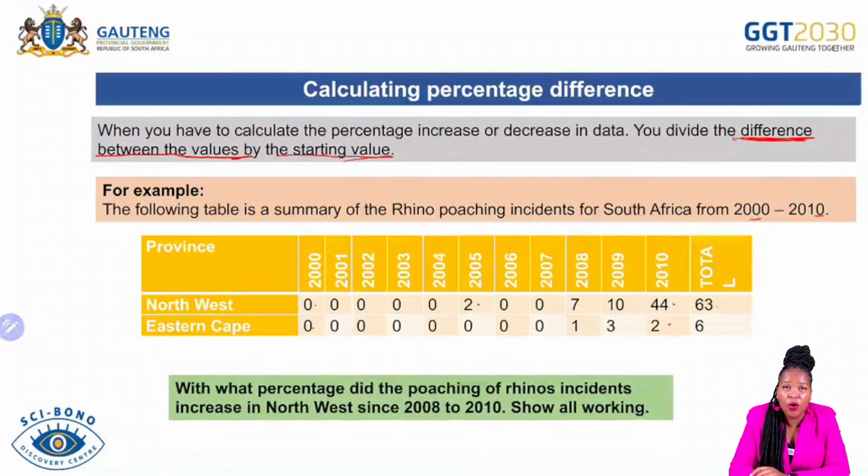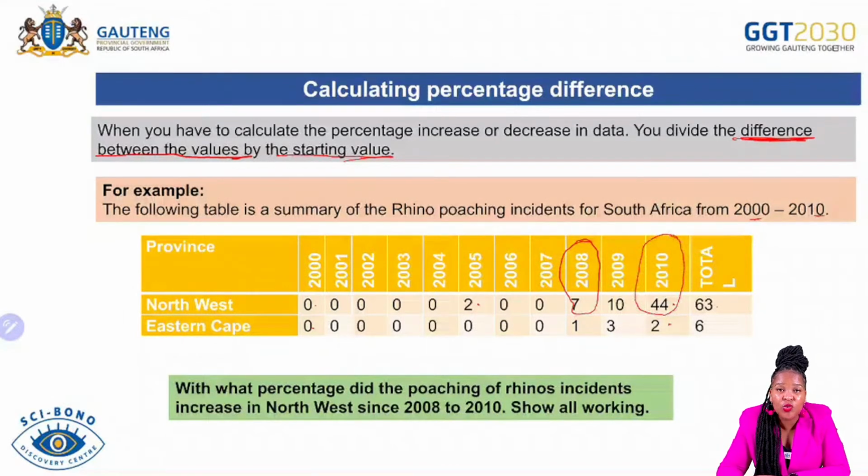So let's check what they are asking now. With what percentage did the poaching of rhinos incidents increase in Northwest since 2008 to 2010? Then you must be able to show your calculations. So you're going to come to your table here and check, okay, 2008, it was 7. And then 2010, they increased to 44. They don't want you to tell them what is the difference. You need to tell us what is the percentage increase. How much did they increase by?